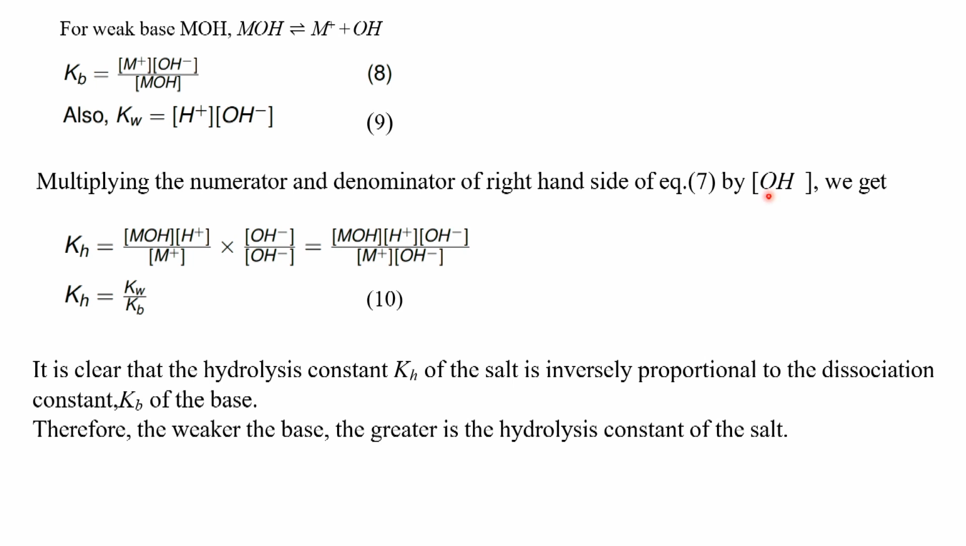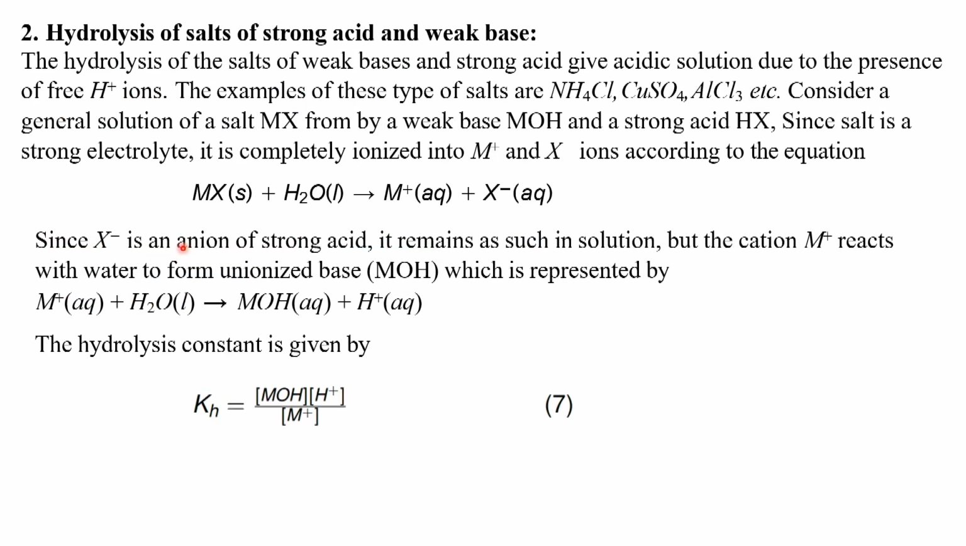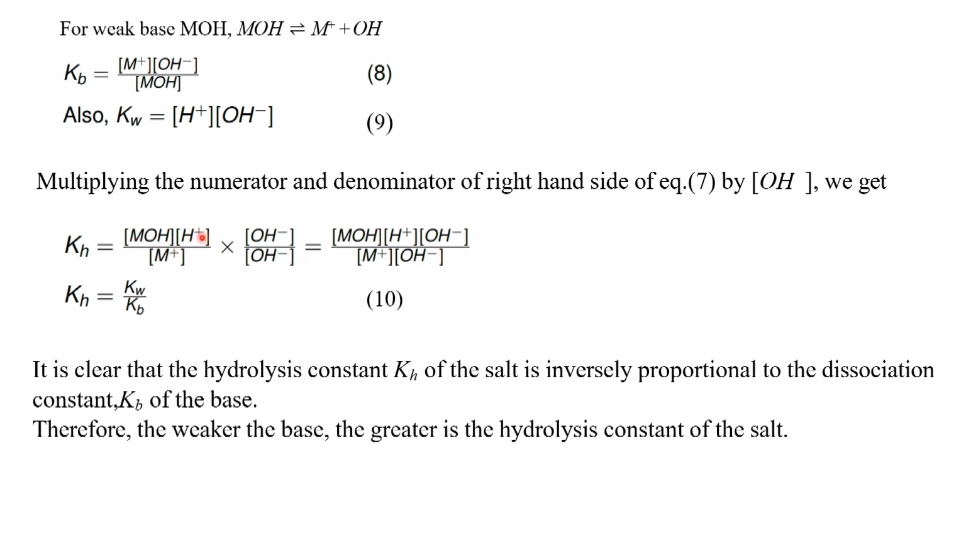So for the previous case we multiplied numerator and denominator by the concentration of H plus, but here since we have the OH minus, we will multiply with OH minus. So here the value of Kh is MOH times the concentration of H plus by the concentration of M plus. Now we have H plus here, that's why we are multiplying by OH minus, because our goal is to use the expression of Kw. So we are multiplying numerator and denominator both by OH minus.